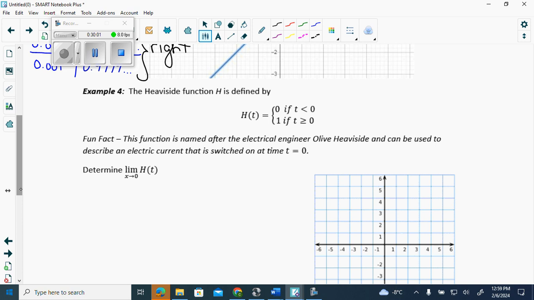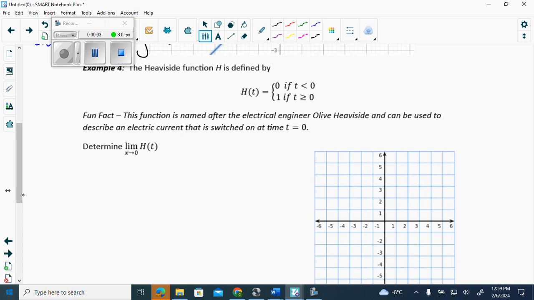So this is the Heaviside function. H is defined by this. It's a piecewise function. Fun fact, the function is named after an electrical engineer and can be used to describe an electrical current that is switched on at time t equals 0. So that's what he devised this equation to represent. So they want the limit as t approaches 0 of h of t. So let's sketch this graph to see what the heck even happens at 0.